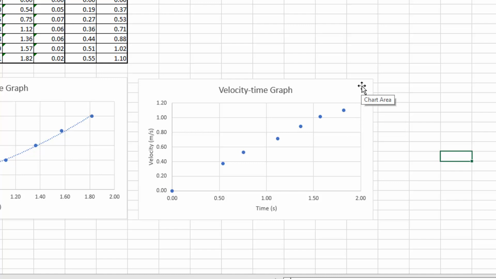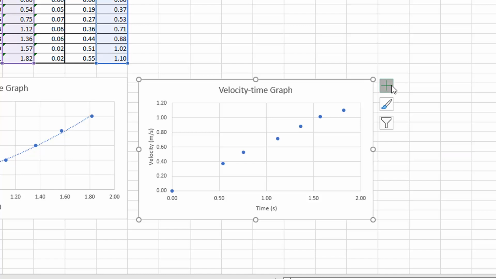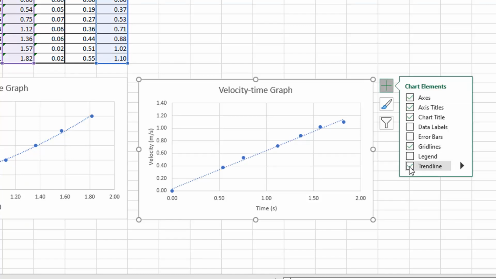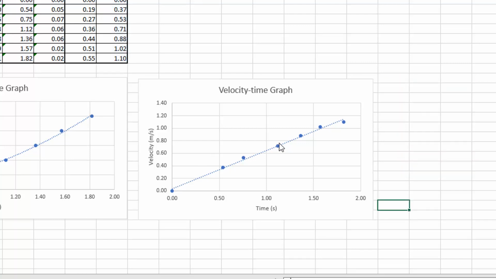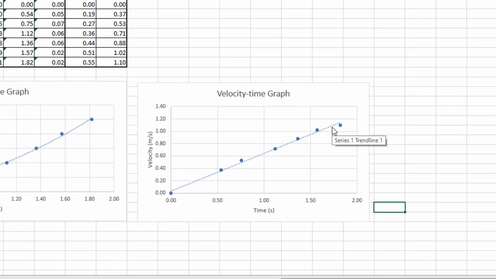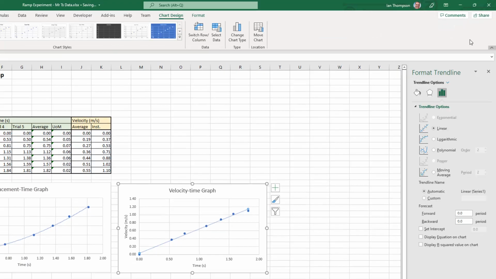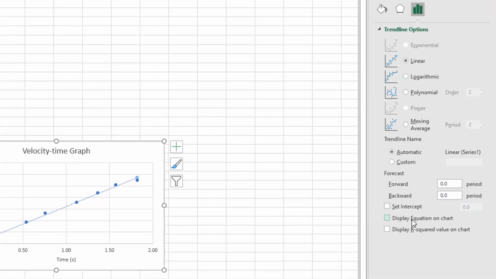So what I'm going to do is click here again and click on the plus, and I'm going to add a trend line, and by default it'll put a linear trend line in, a straight line. Now I want to know the slope of this trend line, because the slope of this trend line gives me the acceleration of the trolley. So I'm going to double click there on the trend line, and it'll pop up this little options box over on the side. Make sure this icon on the right hand side is selected, and I'm going to come down here and click on display equation on chart.